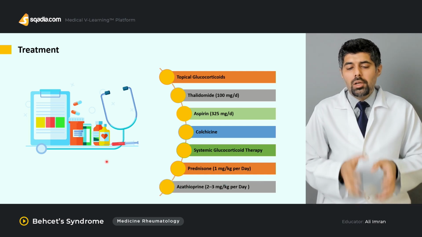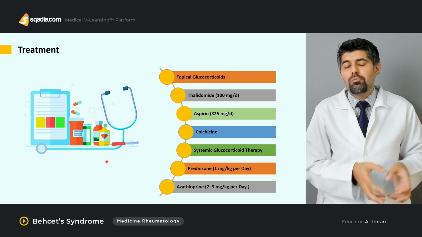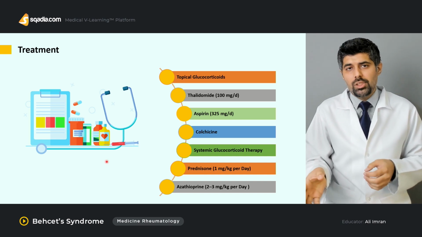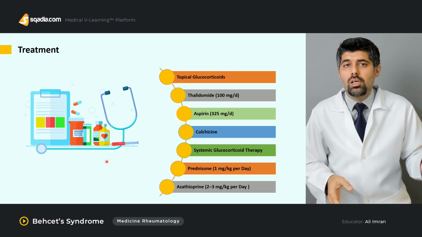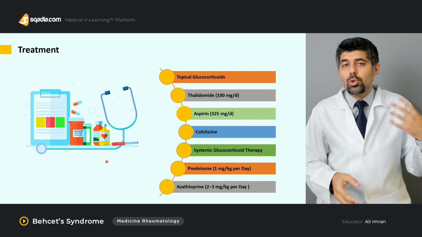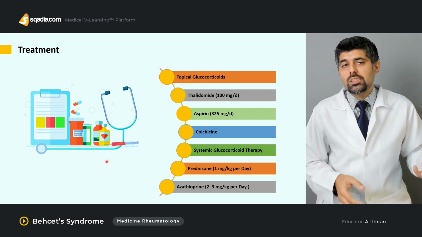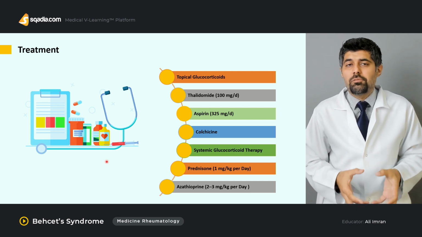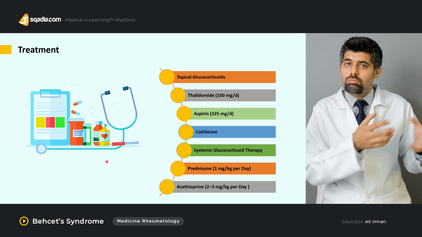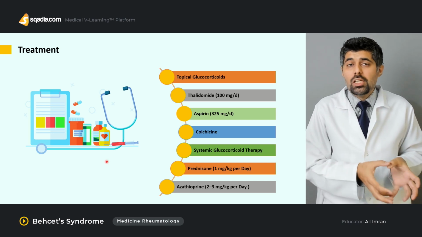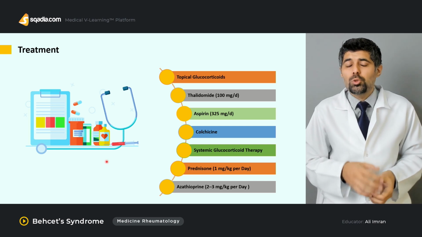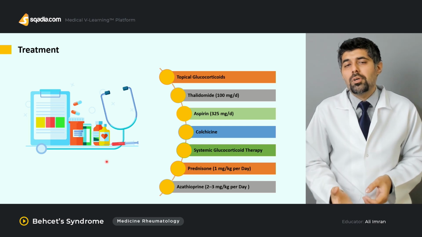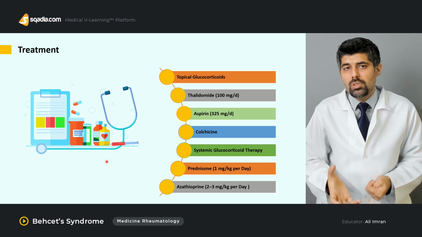Now, another component of Behcet syndrome, along with its inflammatory changes, is its autoimmune component. Now, in order to counter the autoimmunity in Behcet's, we give immunosuppressive agents. Now, the choice that we usually give to the patient is azathioprine, which is given in about 2 to 3 milligram per kg of the weight per day.